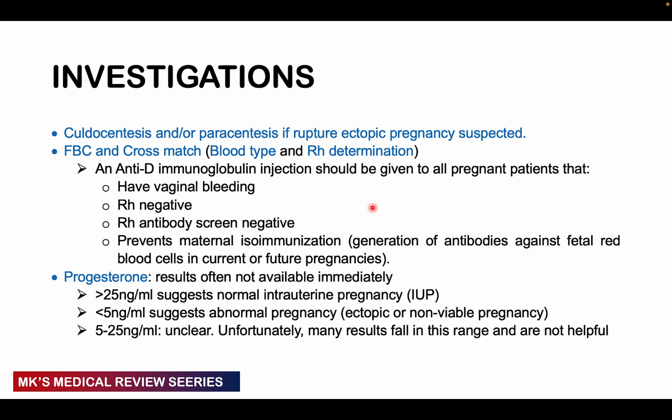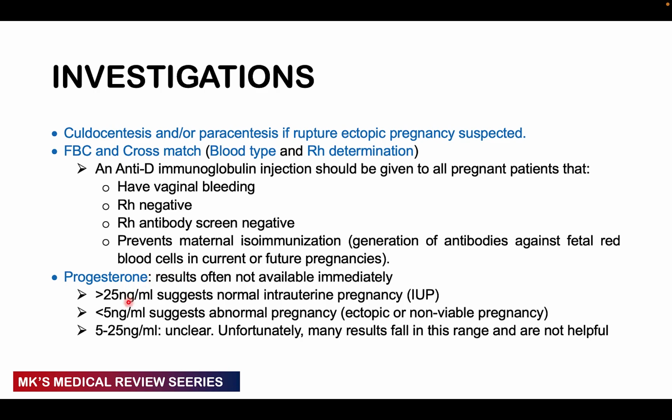So this is done for all pregnant women that come in with vaginal bleeding, those that are rhesus negative, those that have Rh antibody screening negative, and this is done to prevent maternal isoimmunization, which is the generation of these antibodies against fetal red blood cells in the current and even in future pregnancies. You can also check for the levels of progesterone, but the result is not usually available immediately.